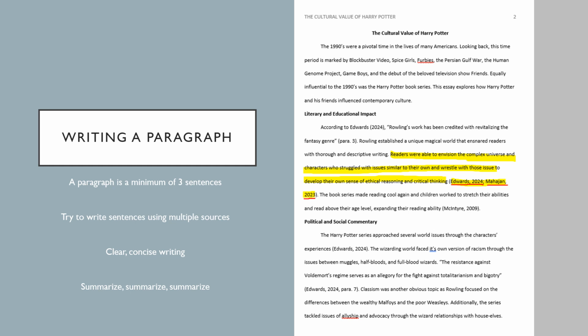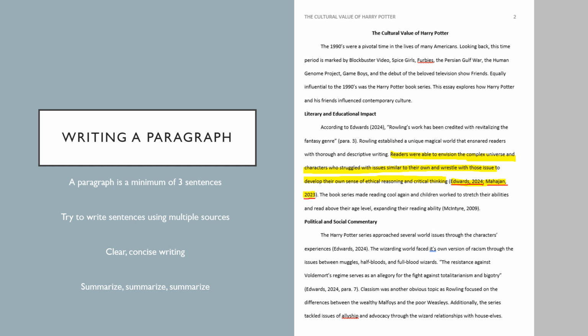So in APA, we don't put references in the middle of a sentence because it's not about half of the sentence was from Edwards and half was from Mahajan. A really well-written sentence, you can't tell exactly who said what. You're pulling them together into one. Okay, so it's clear, it's concise, and it's summarized. Now there's a couple of other ways to do in-text citations we'll talk about on the next slide.